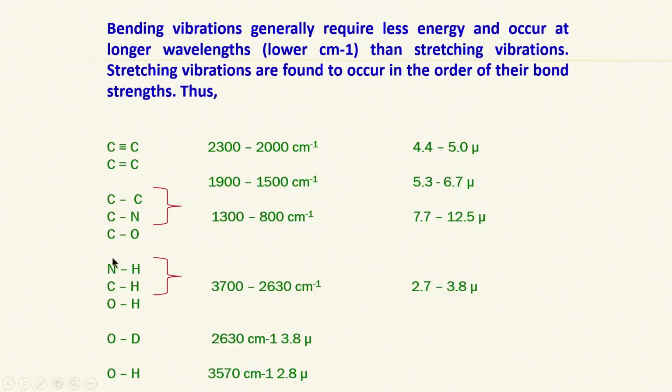In this case, look at the slide now: carbon-carbon, carbon-nitrogen, and carbon-oxygen all appear around 1900 to 1500. That is why the range is also slightly bigger. In the same way, I can take a look at the NH, CH and OH groups, which appear around 3700 to 2630. Even in the same compound, if the molecular weights and molecular structures are different, they appear in the same range, but at different places. That is what you should understand.